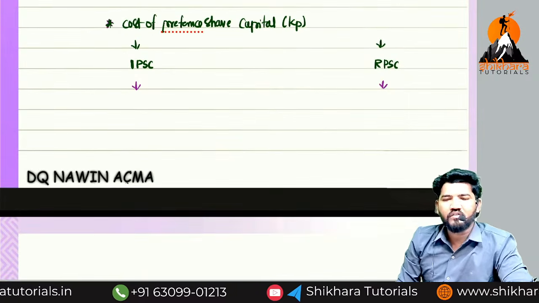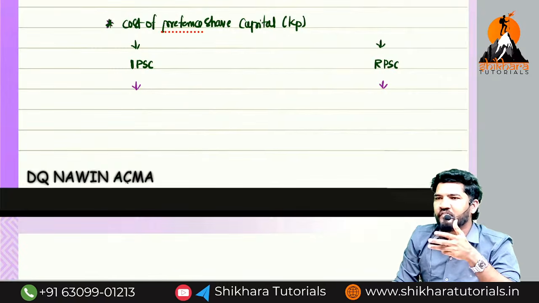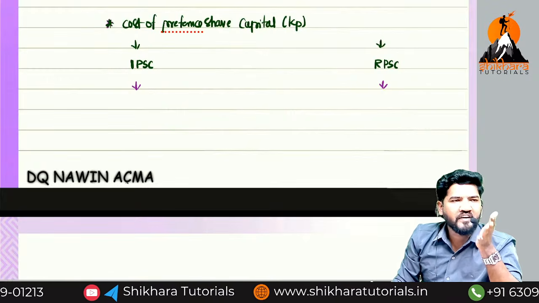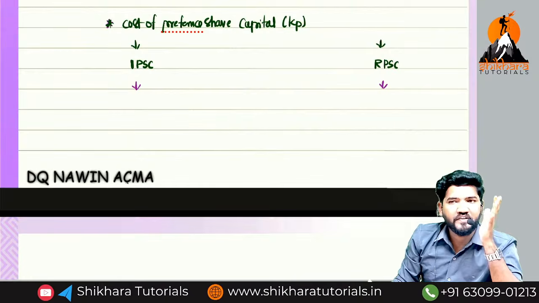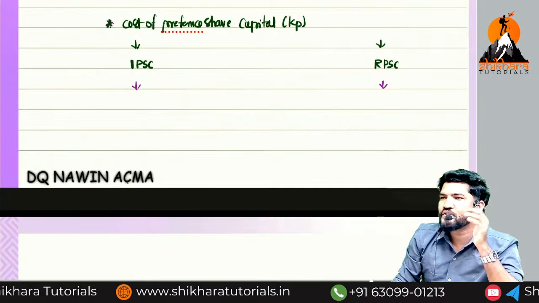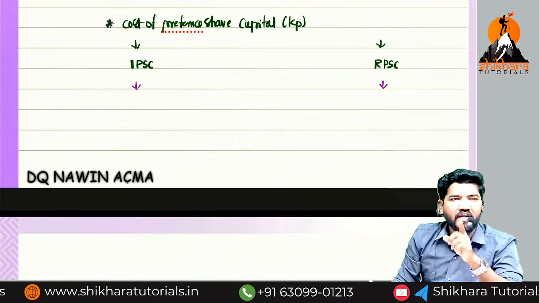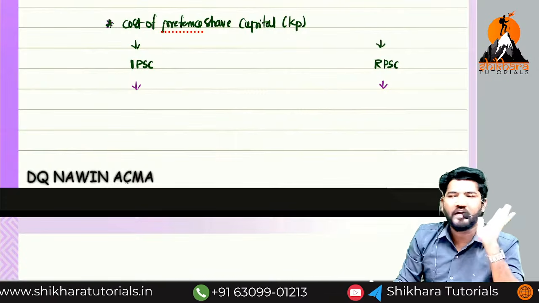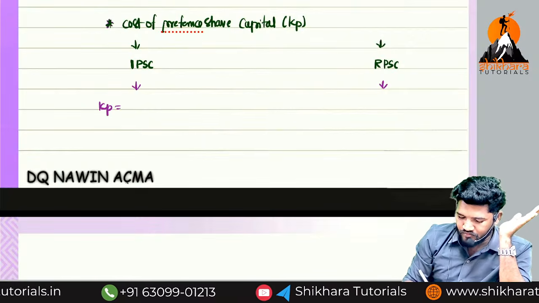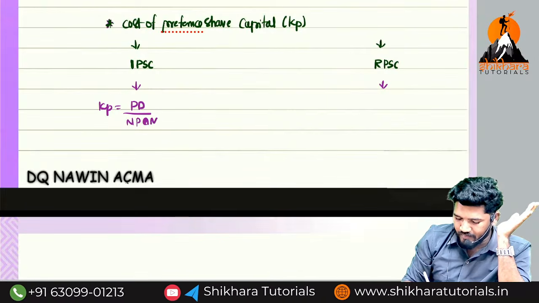So when we come to irredeemable preference share capital and redeemable preference share capital, the definitions will not change. What is irredeemable? The preference shareholder will receive only preference dividend, not interest, for perpetual life. What is redeemable? The preference shareholder will receive preference dividend for n number of years, and at the end of the nth year he also receives his preference share capital back. Are you okay? Now see, KP equals preference dividend divided by net proceeds or market price.